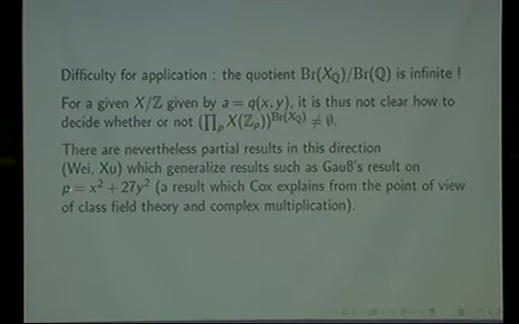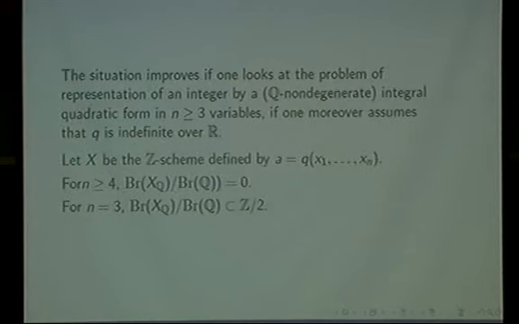So for instance, this result of Cox, which I mentioned at the beginning, is a case where you have a technique, so you should think about which cases can be handled in a similar way. Okay. And now this really improves if you look at the problem of representation of an integer by an integral indefinite quadratic form in 3 variables, Q indefinite.